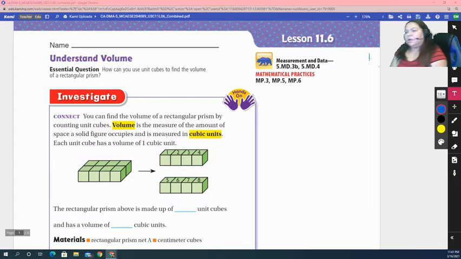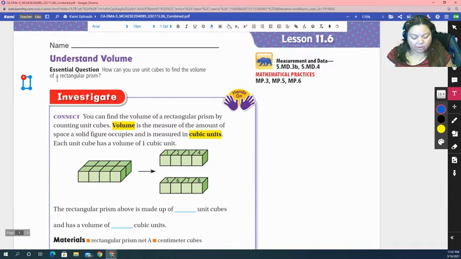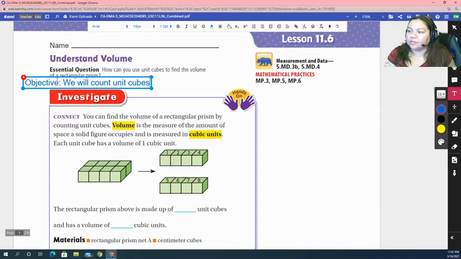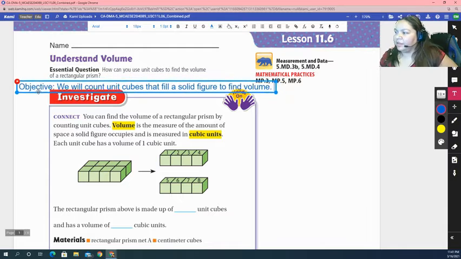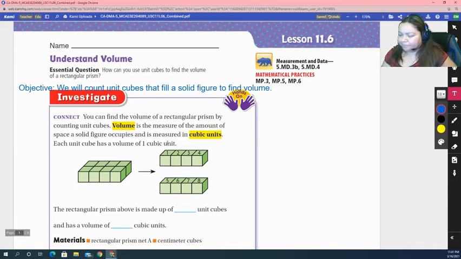All right. Now we're going to move on to lesson 6 of chapter 11, where we want to understand volume a little bit better. Our objective on this lesson is that we will count unit cubes, which is kind of what we started doing on lesson 5. Count unit cubes that fill a solid figure to find volume. So now we're talking about volume, and we want to understand what volume is.